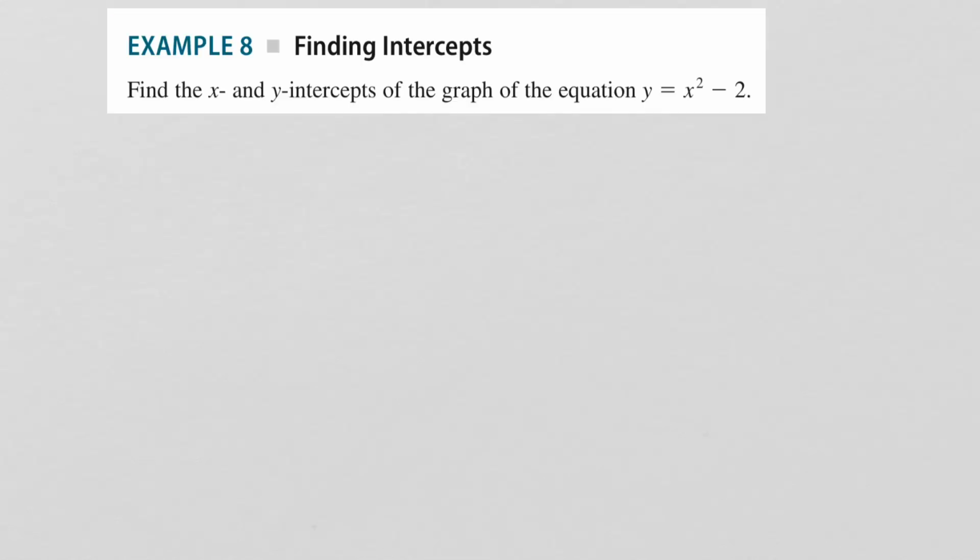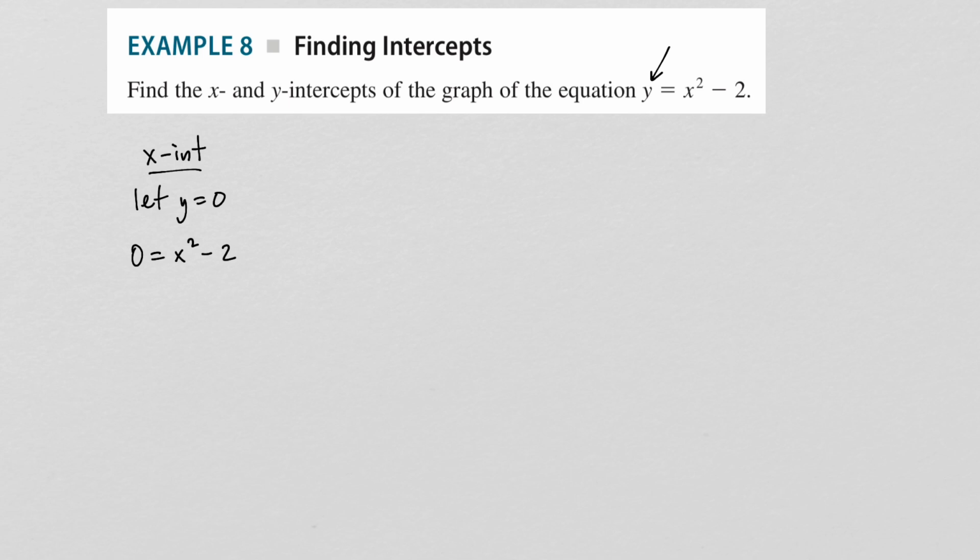So as an example, let's find the x and y-intercepts of the graph of this equation. Now you might remember we graphed this equation here just a few minutes ago, but this will give us kind of an alternative way to graph it. So to get the x-intercepts, what we do is we let y be equal to 0. So I'm going to plug 0 in here. That gives us 0 equals x squared minus 2. And now we need to solve for x.